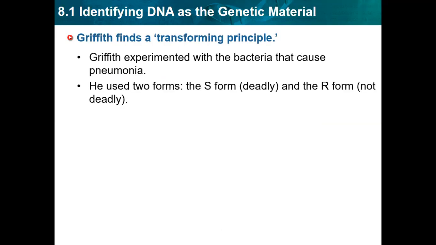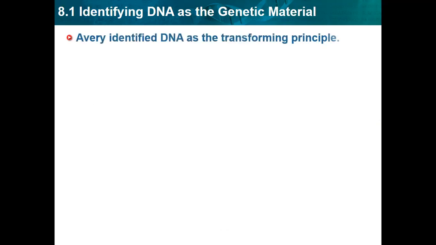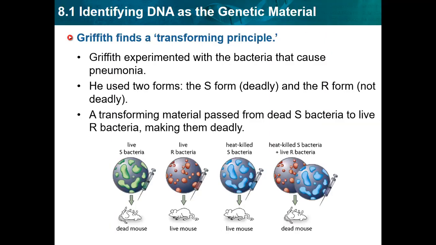Among these experiments is Griffith's experiment. Griffith was one of the great scientists who did an experiment called the transforming principle. What Griffith did is he experimented with a bacteria that causes pneumonia. Pneumonia is known to be caused by a bacteria. He used two strains of this bacteria.